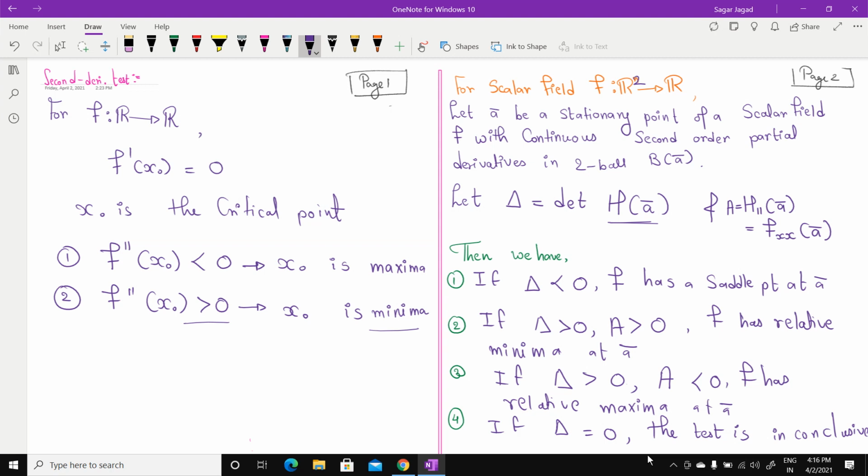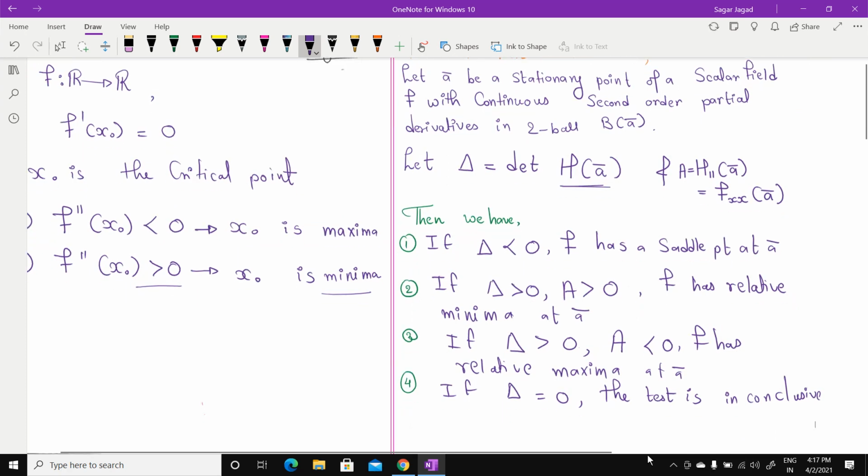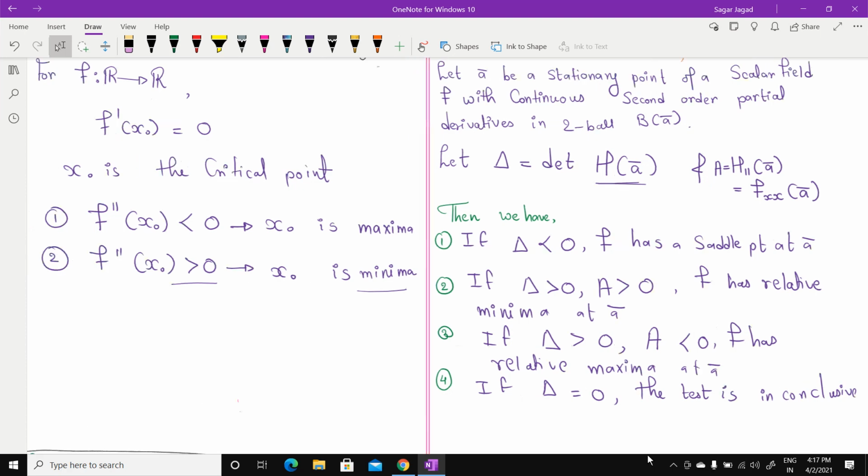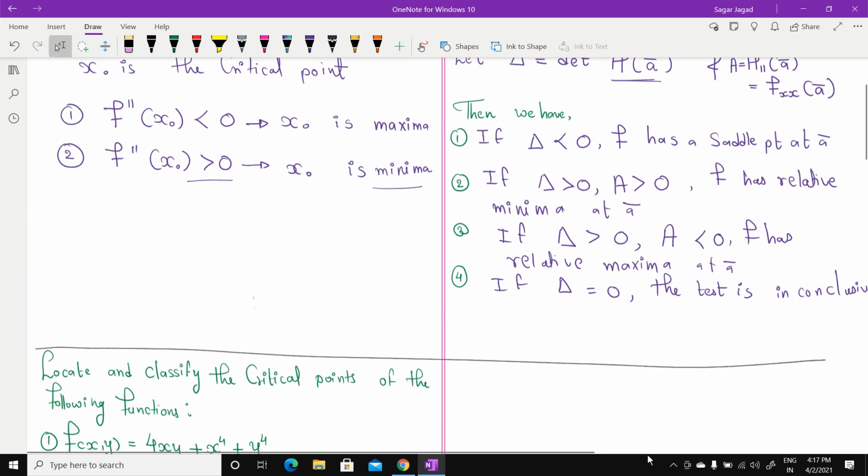What we want is a stationary point first of all. Then we want the Hessian at that stationary point. Find its determinant, that is delta, and based on the value of delta and the first entry in the Hessian matrix, we can conclude whether the stationary point is a saddle point, maxima or minima. Okay, let me give you an example first.